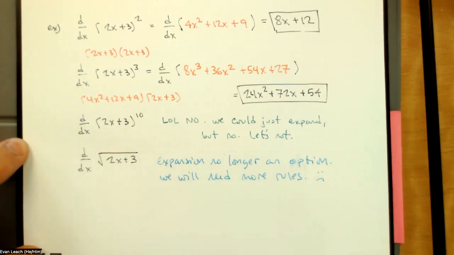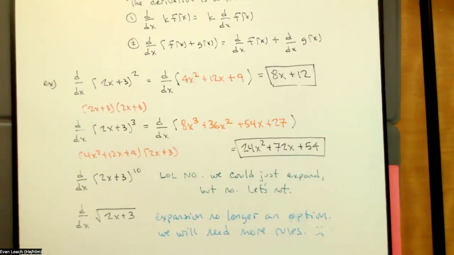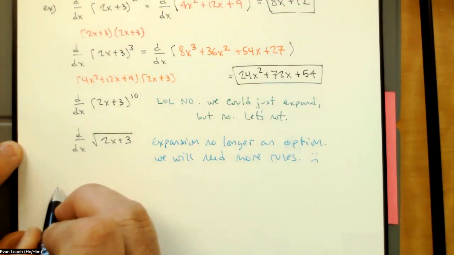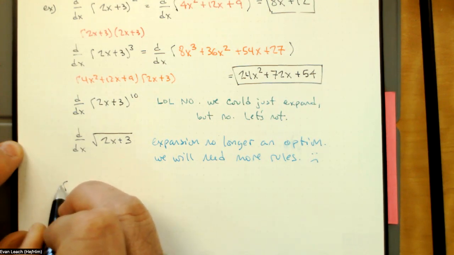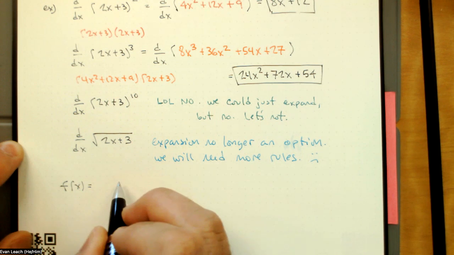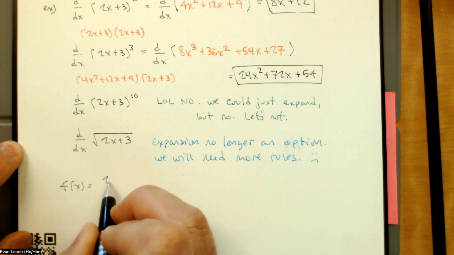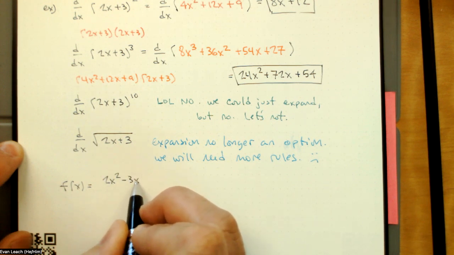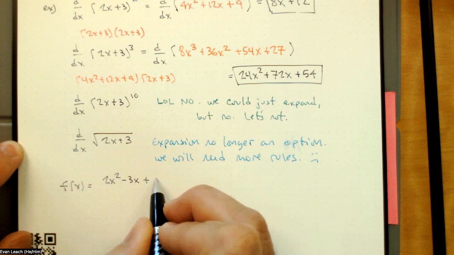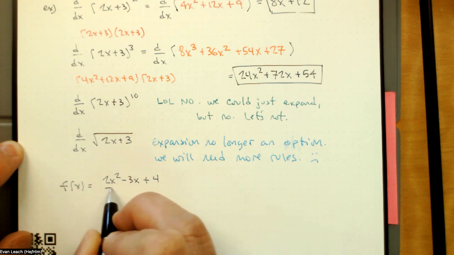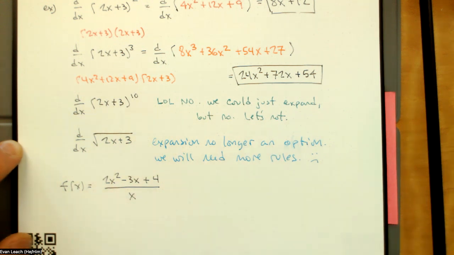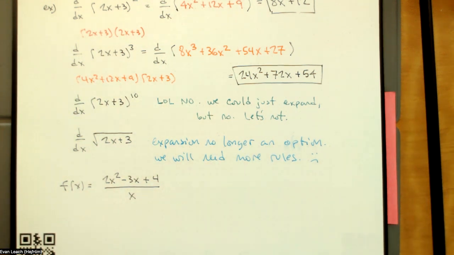So for example, let's suppose that f(x) is given as a quotient. In this example, I have a quotient of functions. In the previous example, we had some power of a binomial. Now I've got a quotient of functions.